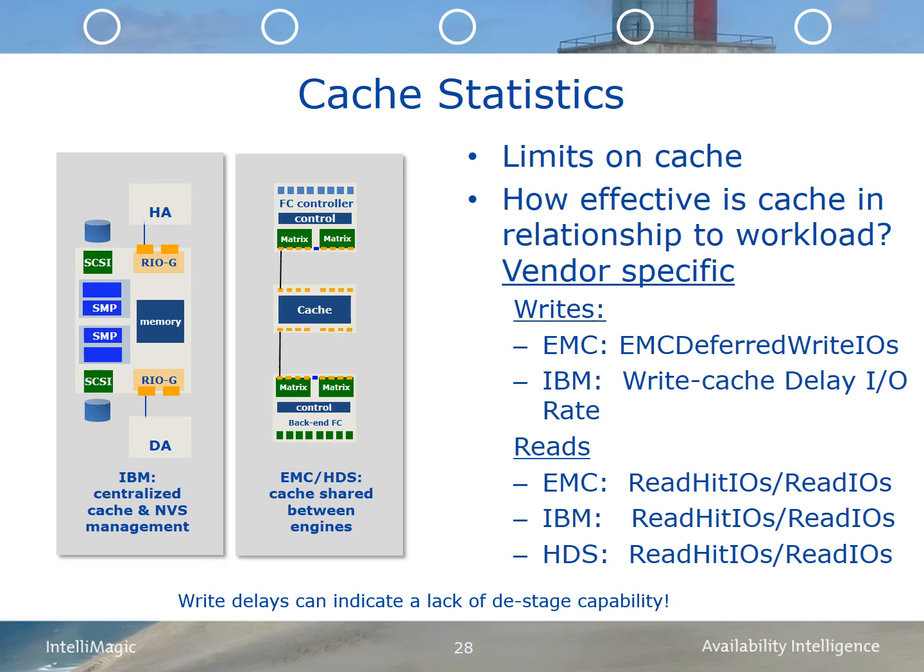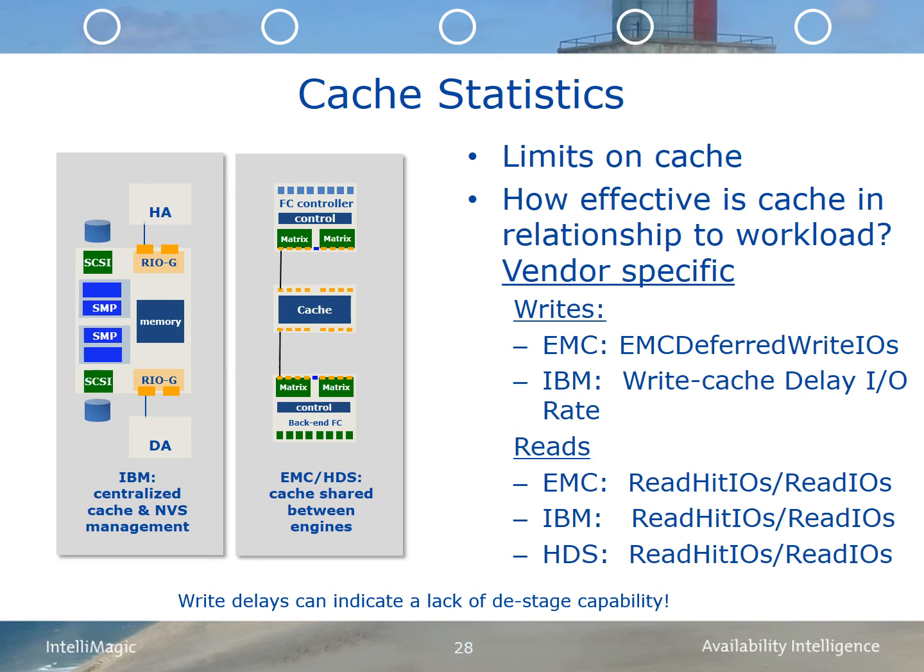So as we move through the controller, we want to look at the cache statistics. There are different things that can help us understand how effective the cache is behaving. For platforms like EMC, the EMC deferred write IOs provides an indication of whether or not the write cache is constrained. On IBM, the write cache delay IO, or fast write bypass, provides an indication of whether or not there's a problem performing fast writes to the cache.